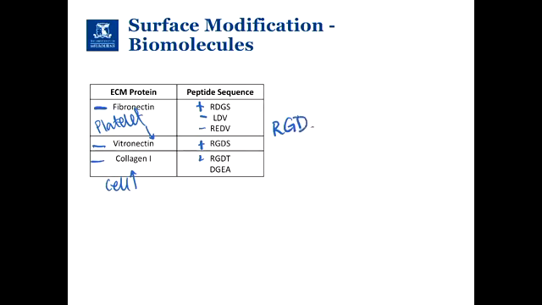So RGD is probably the most common peptide sequence that we know and is used to turn something that cells don't like to adhere onto. You add that peptide sequence and cells do like to adhere onto it because it's in all of these different ECM proteins, and we know that cells like to adhere to these ECM proteins, and it's really the integrin of the different cell types interacts with this particular peptide sequence.